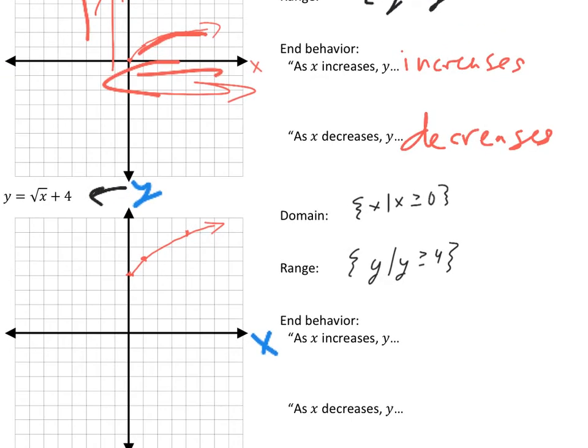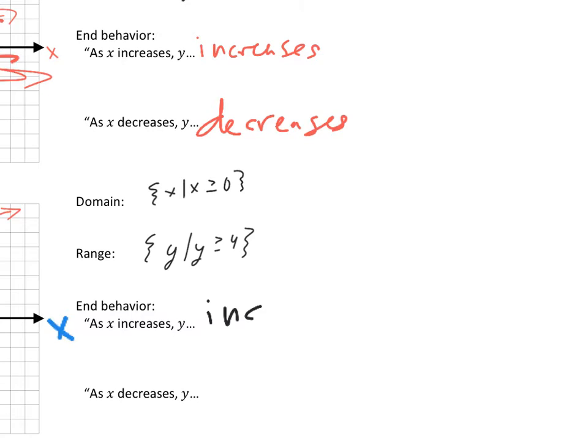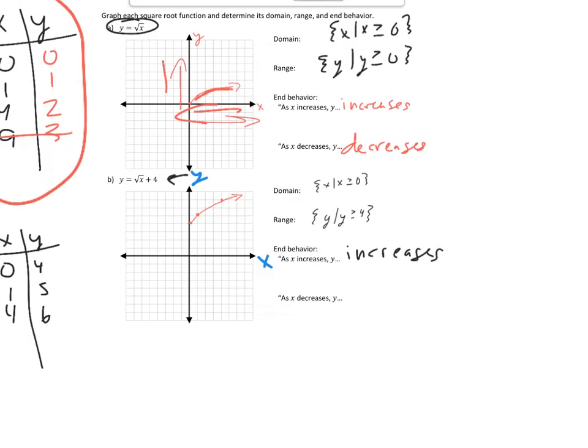Okay, right now, end behavior. As x increases, what's happening to y? So as x is increasing, what's happening to the y? It's also increasing. Okay, as x decreases, what happens to y? As I'm coming down this x, what's happening to y? Y is also decreasing.